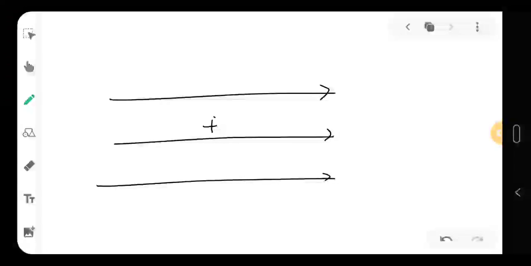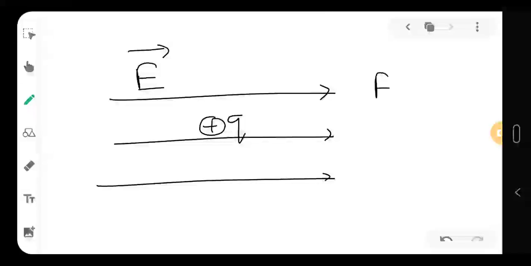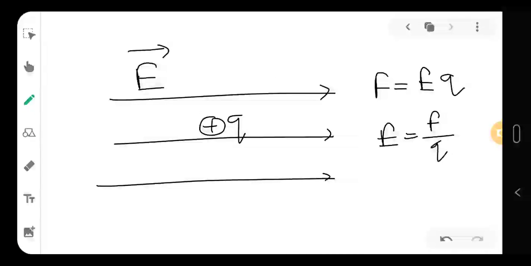So if I have some electric field like that, and I have a charge Q here, how much force will it have? So let's say my electric field is E, which is a vector quantity. So what will be the force? The force will be E into Q, because we know that electric field is force per unit charge. So force for any charge is EQ. So if I put an electric field and a charge, it will move.